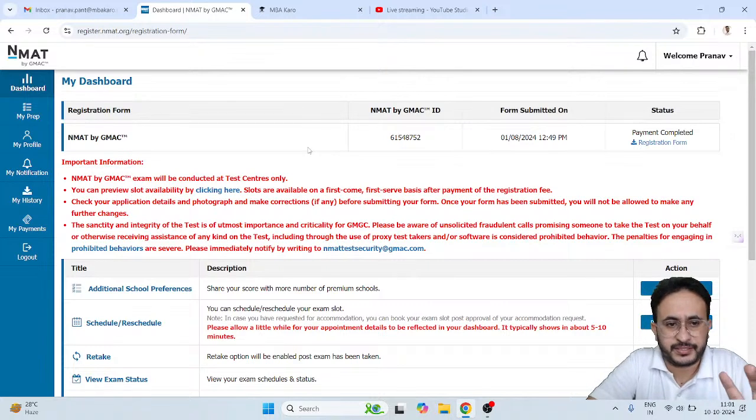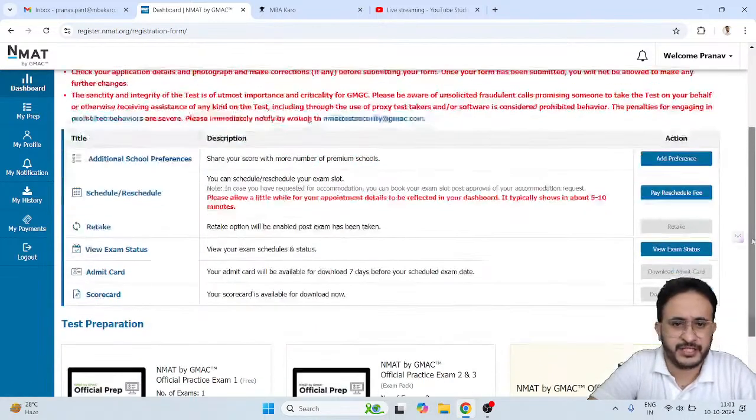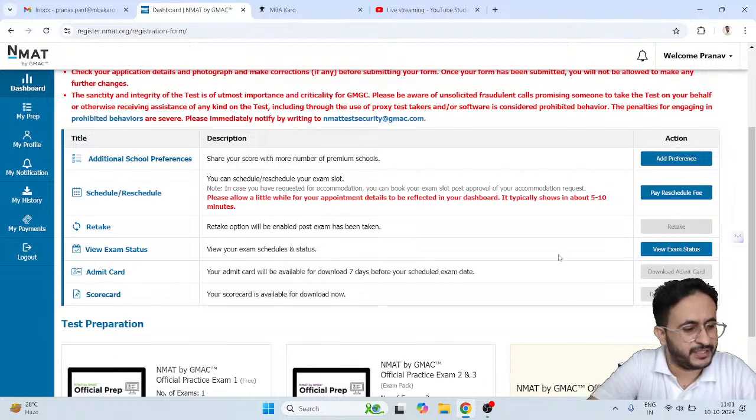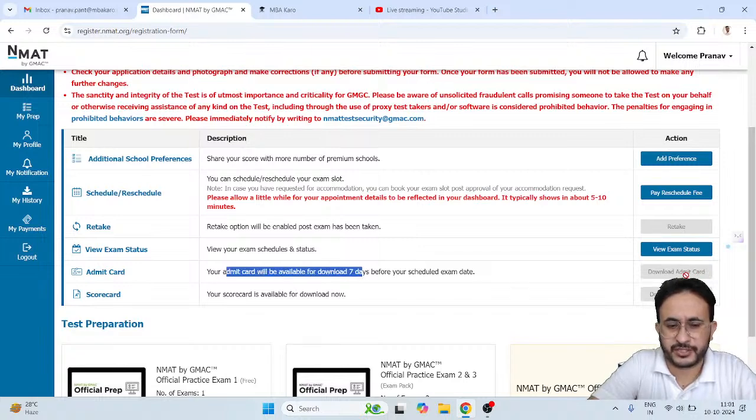And if I talk about how to take the official mock, you must have enrolled in NMAT. When you enrolled, this is your dashboard, how it looks: your NMAT by GMAC ID, all these details, and your exam status. They will update soon. And the admit card will be available 7 days before the scheduled examination. So obviously, when your exam is 7 days away, you will be able to see the admit card also.